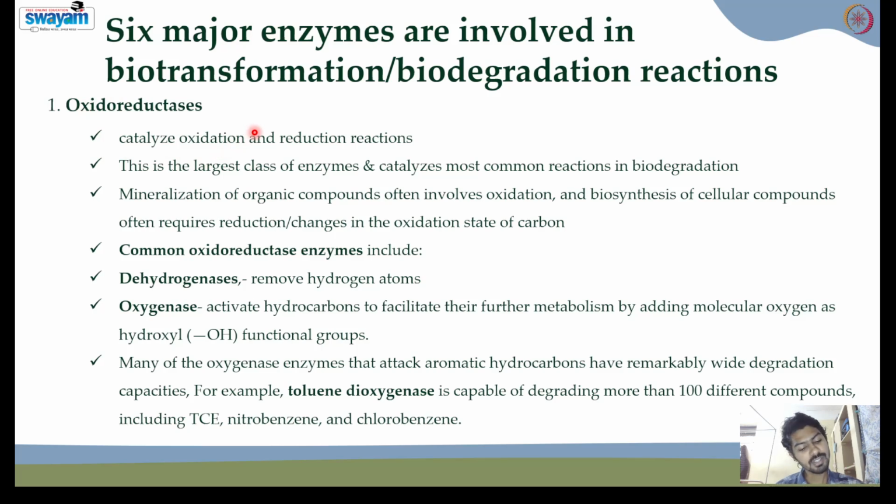And what is an oxidation reaction? Oxidation means it is a loss of electrons, that is, they take away the electrons. Whereas reduction means they gain electrons from the reactions. So these enzymes will catalyze both oxidation and reduction reactions. And among the classes of enzymes, oxidoreductase is the largest class of enzymes, and they are the most commonly used enzymes in biodegradation. And why is this enzyme chosen for biodegradation? Because of their mineralization capacity.